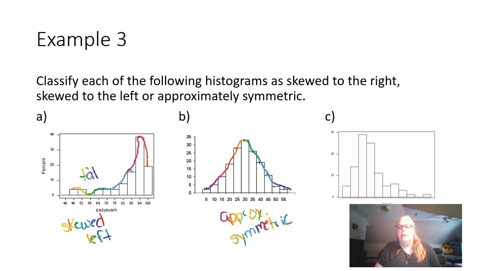And then for C, and again, I'm just going to imagine these midpoints in here on the tops of the rectangles. And if we sketch our curve in, we're going to have something that looks like this right here. And again, our mode is not in the middle of our curve here. The tail is actually over here on this side. And so this graph is going to be skewed to the right.